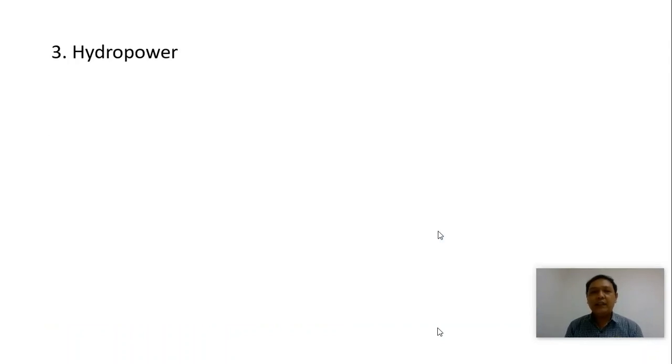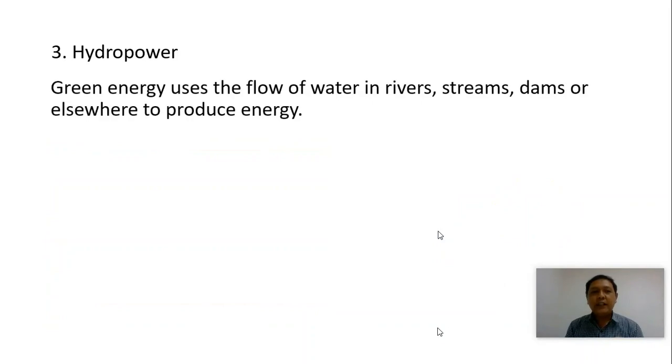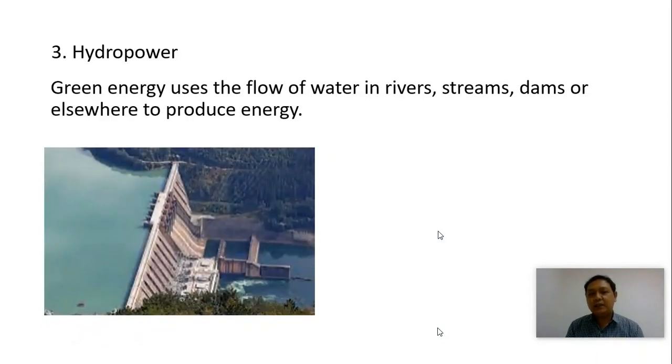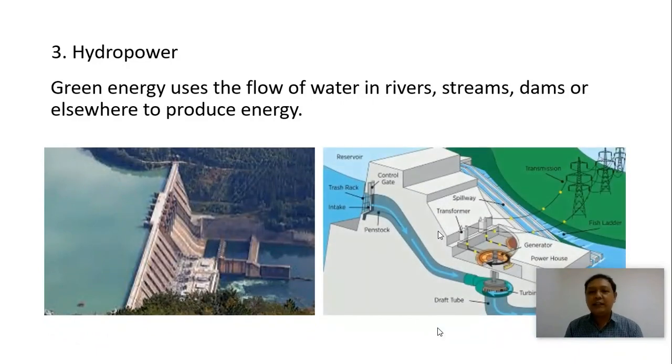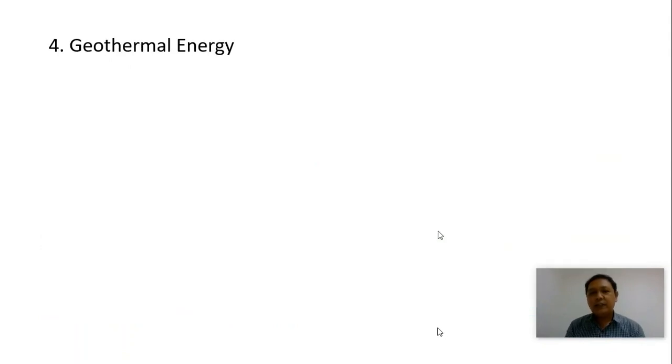Number three is hydropower. Green energy uses the flow of water in rivers, streams, dams, or elsewhere to produce energy. We can see dams on the left side and then produce energy on the right side. Okay, next slide.